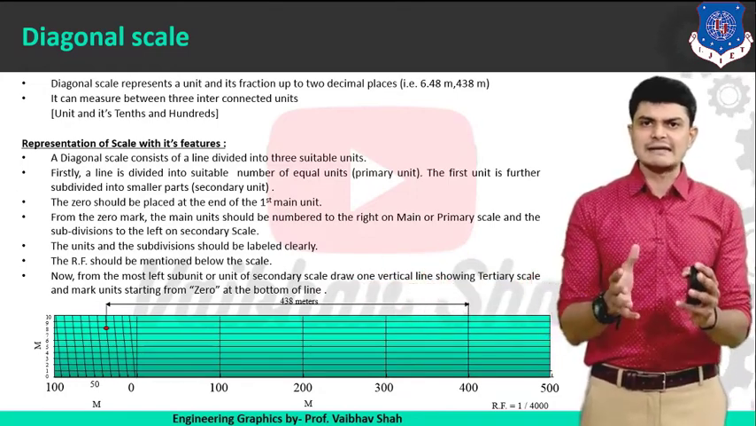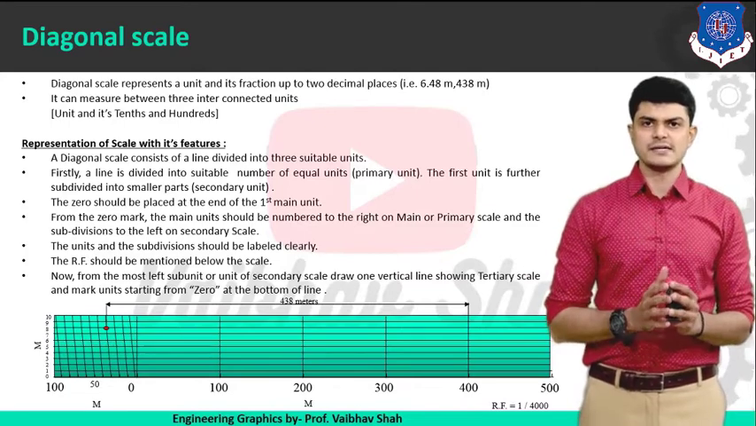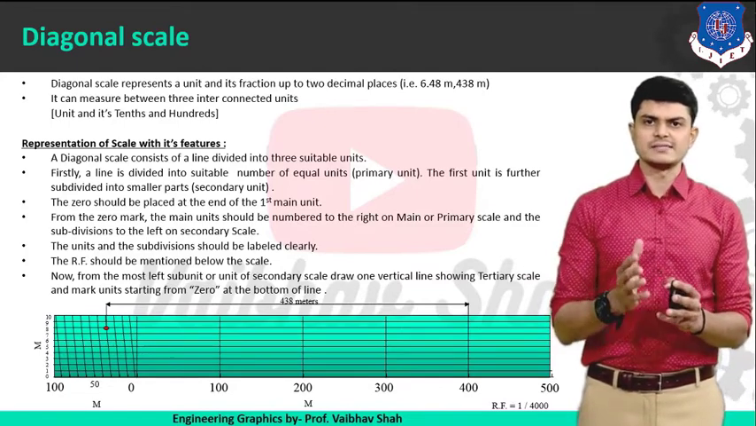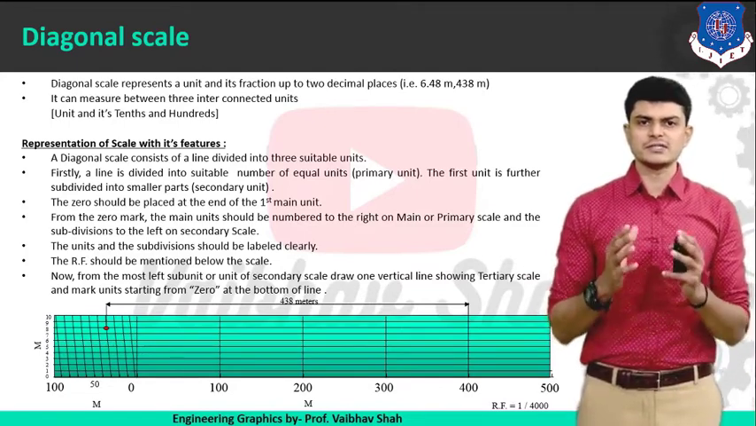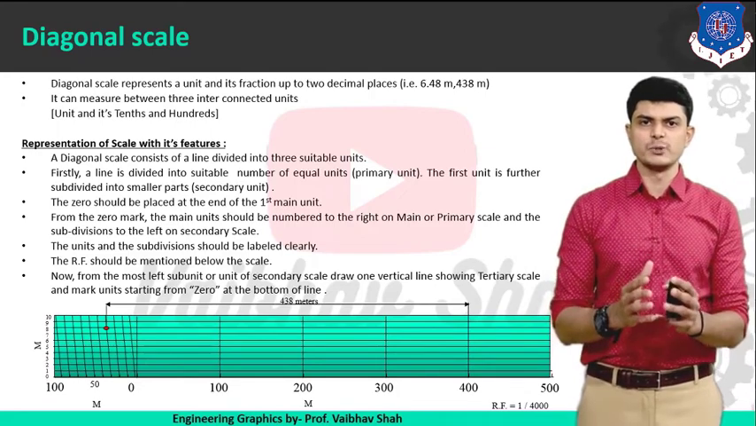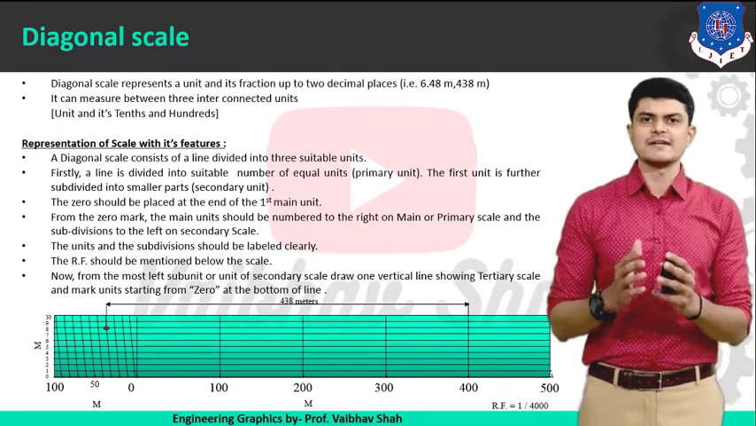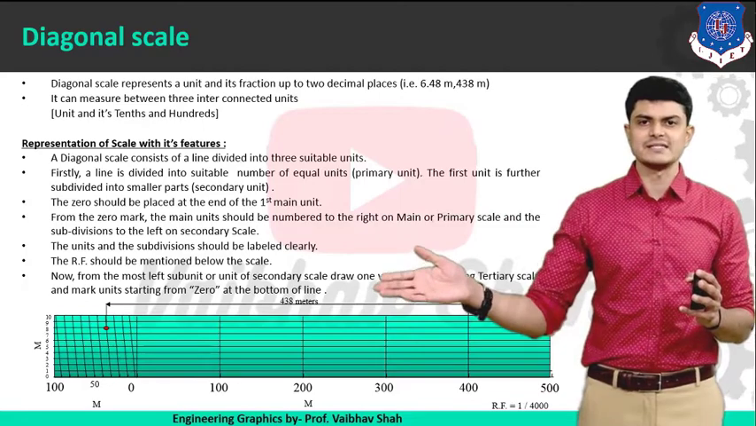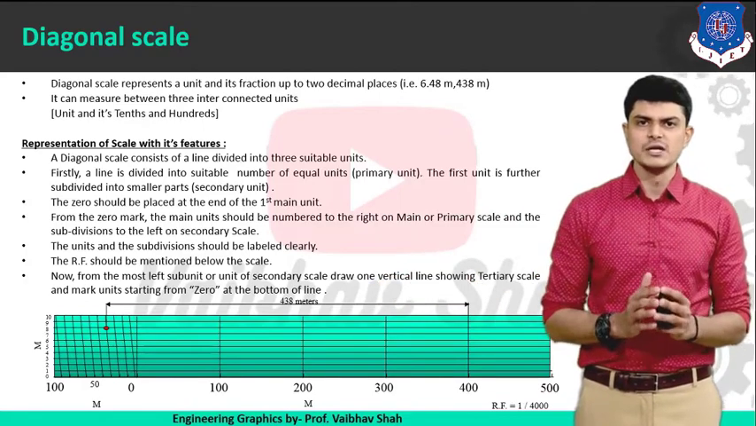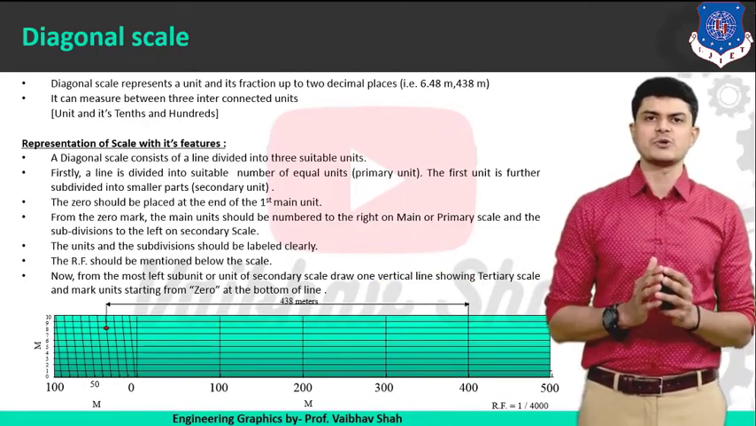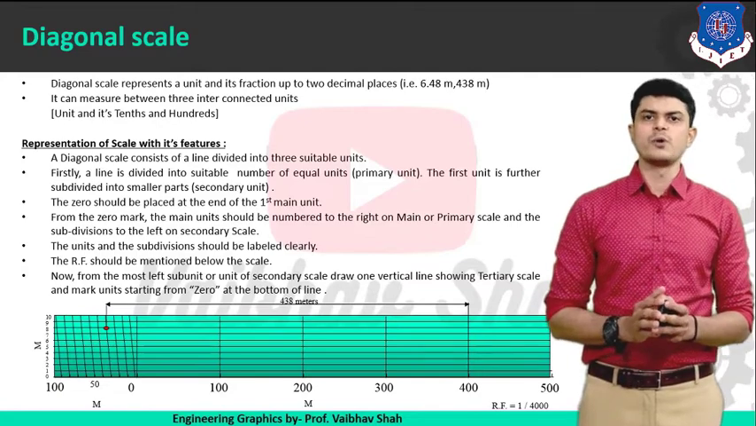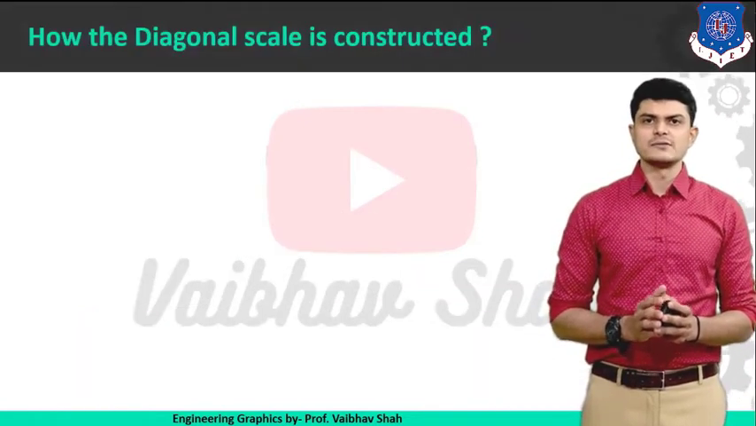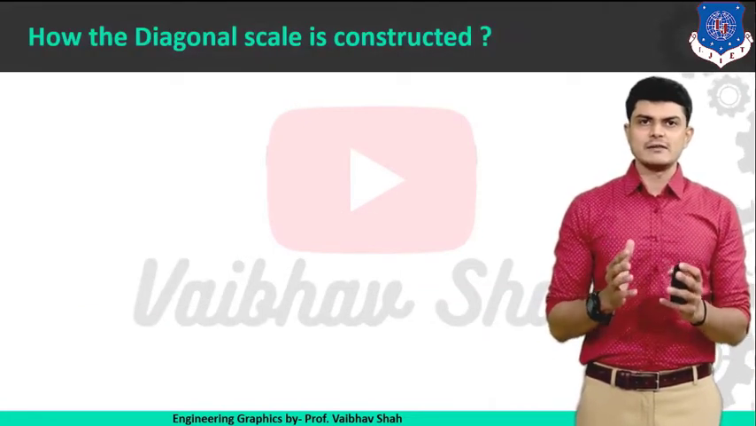So these inclined lines are nothing but our diagonal scale that we are going to learn in this lecture. After constructing this diagonal scale, we just have to denote our dimension on this diagonal scale, like this, 438, as I will show. So we will be showing your dimensions on this diagonal scale. Let us move ahead and see how the diagonal scale is constructed.